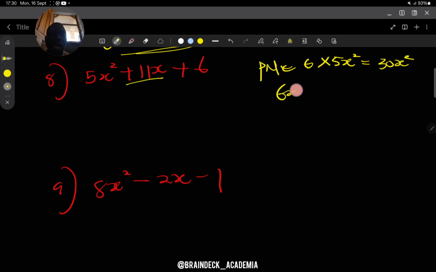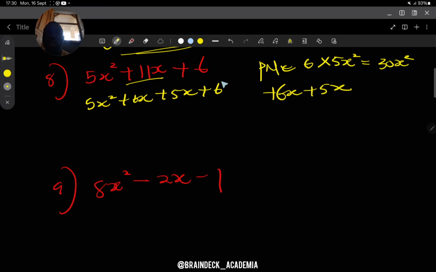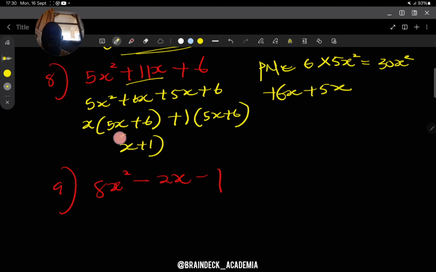I can use 6x plus 5x. So now that will be 5x squared plus 6x, right? Then plus 5x plus 6. So here I have x to be the common factor. I have 5x plus 6. Here I have 1, because the only thing common between these two is 1, plus 1 bracket 5x plus 6. So our answer is x plus 1 bracket 5x plus 6, and that is our final answer.